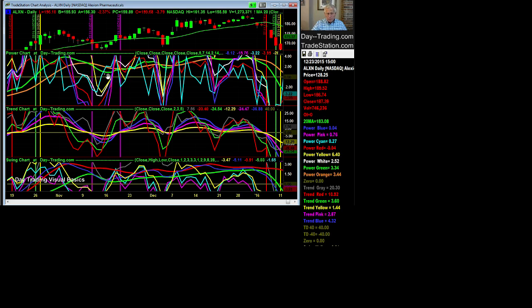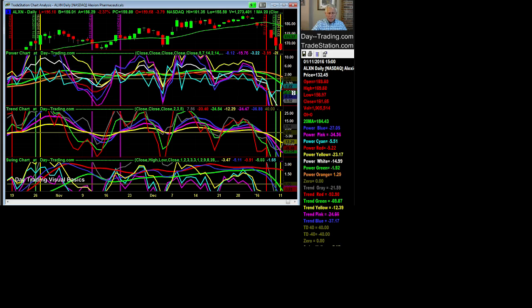When the green is under the orange in the power chart, you're in a downtrend. And if you notice here, I got 4 green candles in this area, and I think it's the 3rd green candle before the power green starts turning back up. You're not going to be looking at the power orange and green to make your entrance and exit changes.